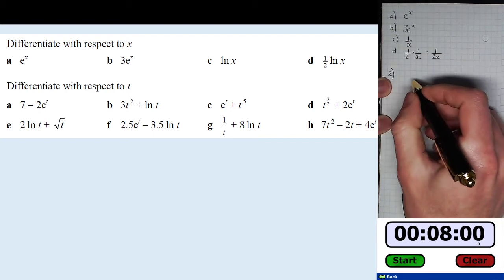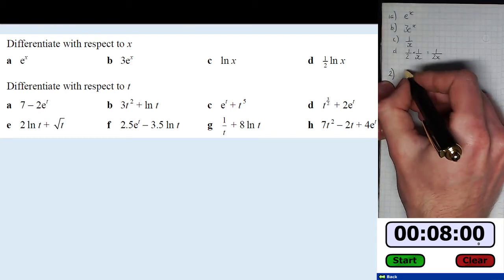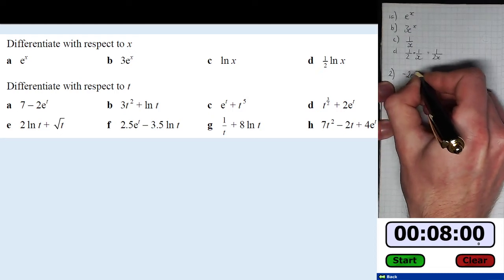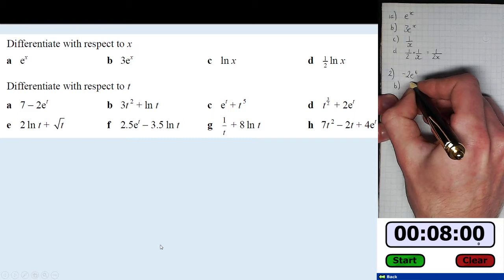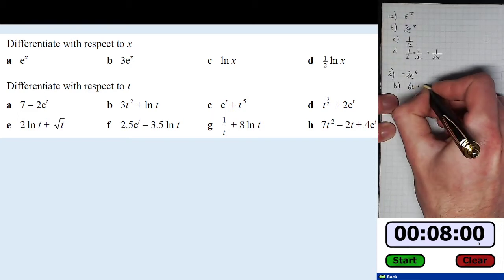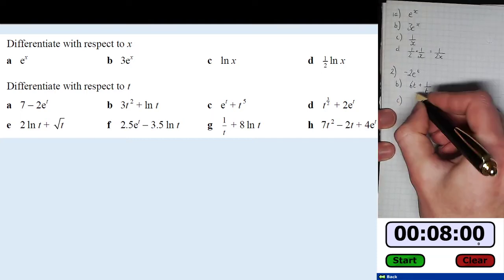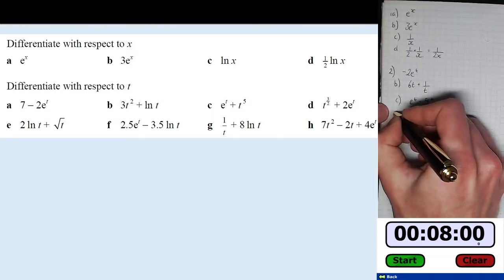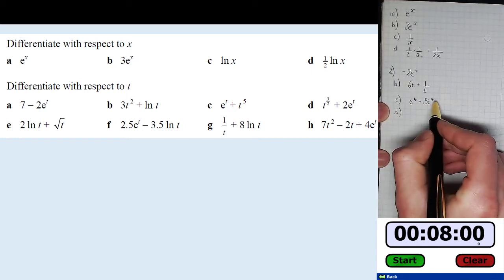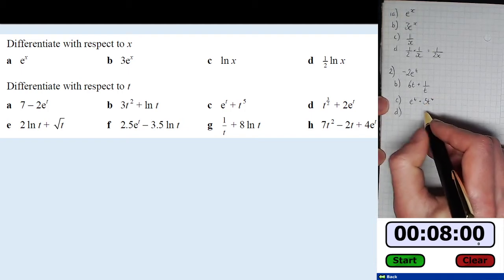Question 2, differentiate with respect to t. So the constant disappears, we just get negative 2e to the t. B, we're going to get 6t plus 1 over t. C, we get e to the t plus 5t to the power of 4. And it's important that you don't get your exponentials mixed up with just a regular differentiation like you would have seen in year 1 or your AS maths, okay?